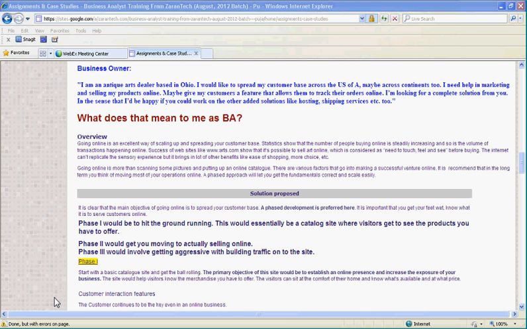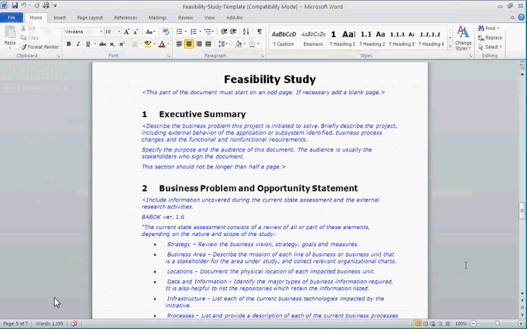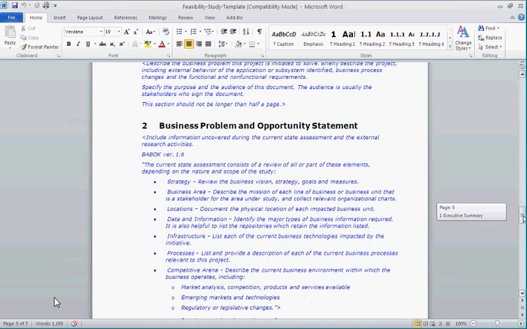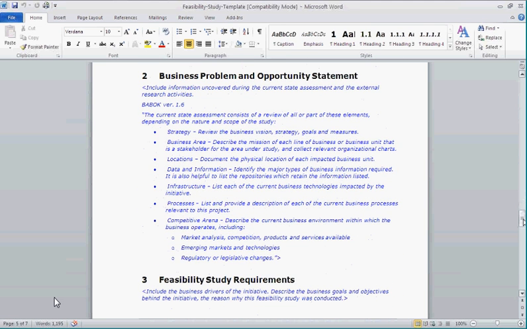Right. So back to our feasibility study. Look at section 2. What does section 2 ask for? It is saying, do the assessment, the current state assessment, the as-is. Did we talk about the as-is?